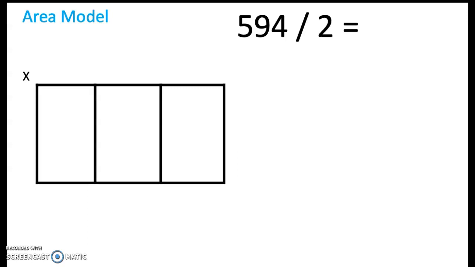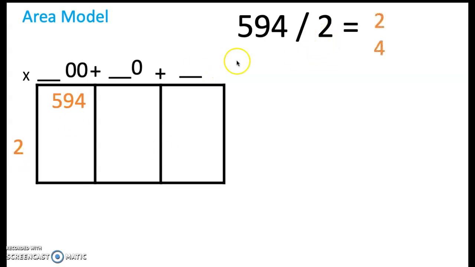594 divided by 2 using the area model. First, make sure you set up your boxes with 3 spots for your 3 different place values. Then make sure that you label your place values with your hundreds place, your tens place, and your ones. Remember that your 2 goes on the side and 594 goes on the inside.